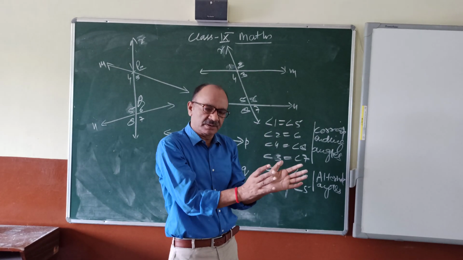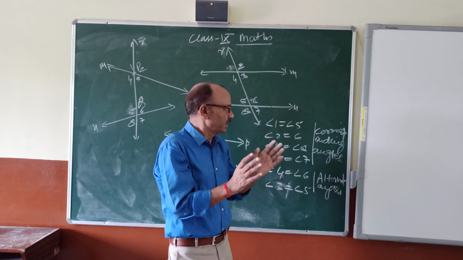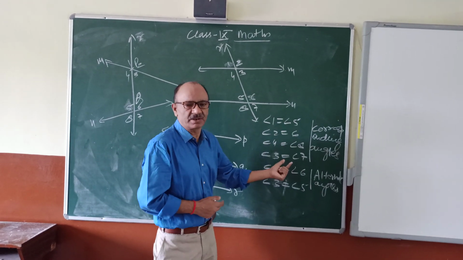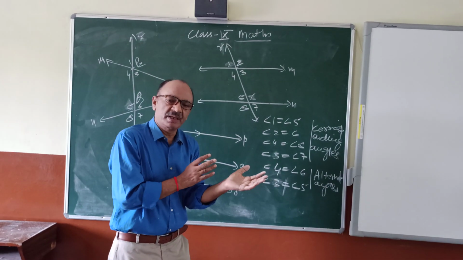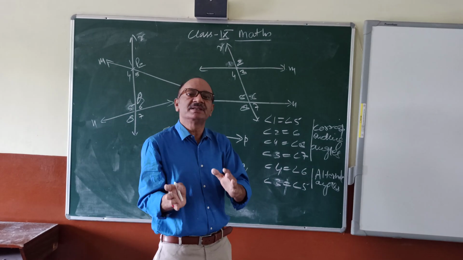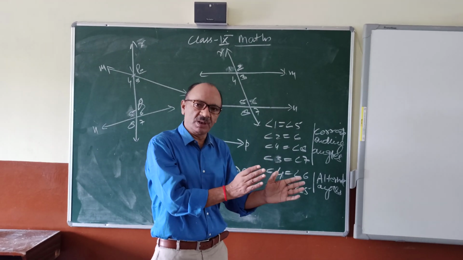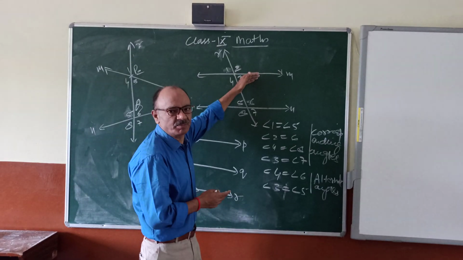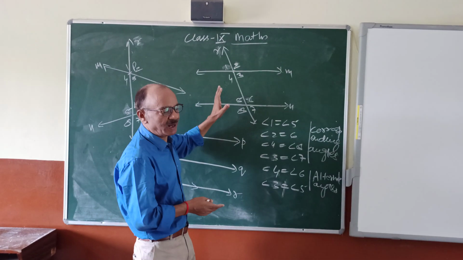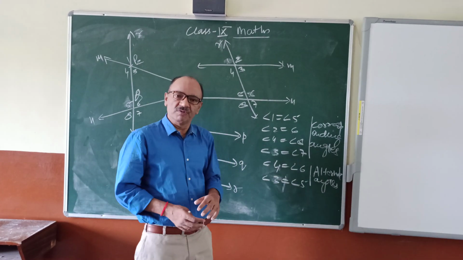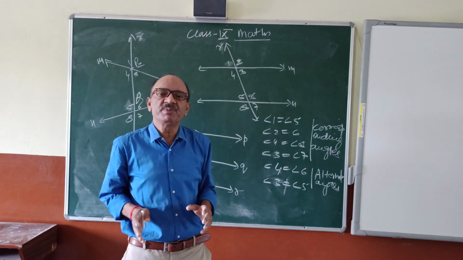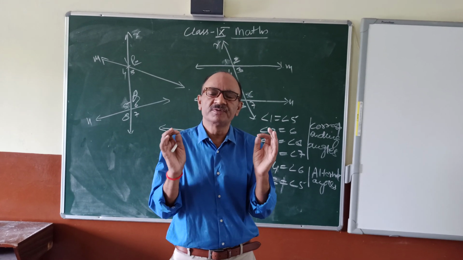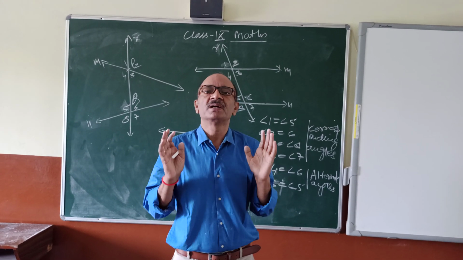Just the reverse of that. If the corresponding angles are equal, then the lines are parallel. And if the lines are parallel, then corresponding angles will be equal. If the alternate angles are equal, lines are parallel, and if lines are parallel, alternate angles will be equal. These statements you can directly use while solving problems of this topic.